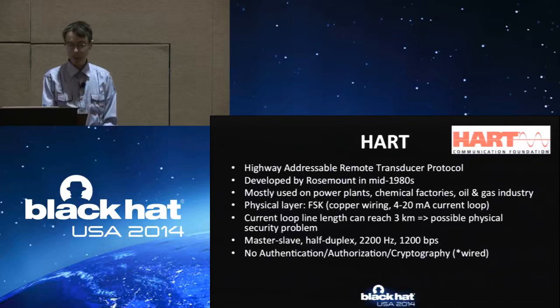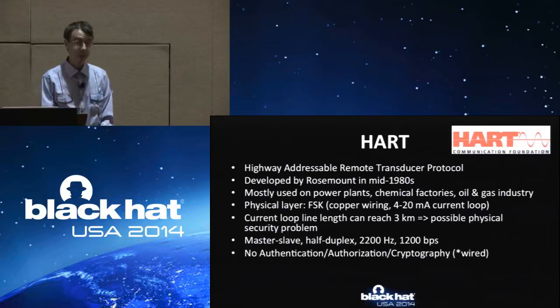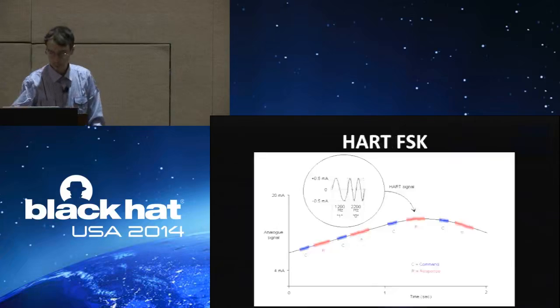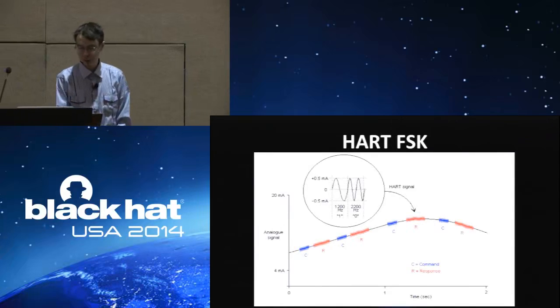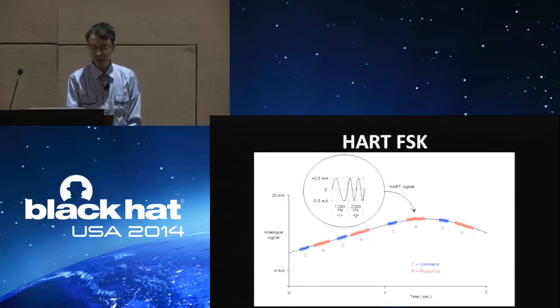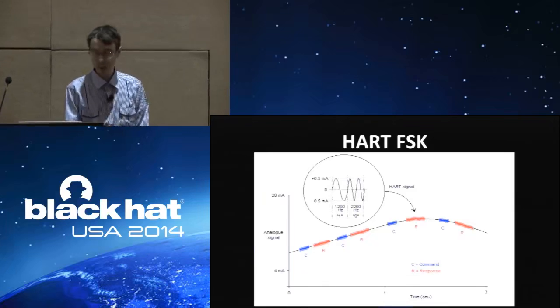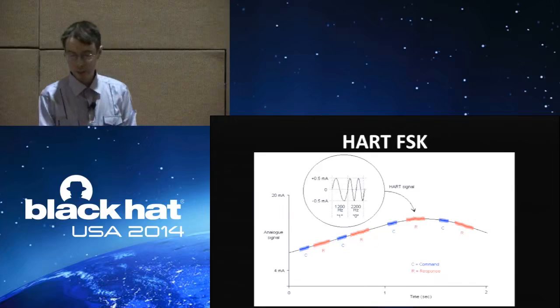HART uses a half-duplex master-slave scheme, works over 1,200 and 2,200 Hz frequencies, and has a 1,200 baud speed. Of course, there is no authentication, no authorization, and no cryptography. In this picture, you can see how HART frequency shift keying works. The HART signal is modulated over the analog current loop signal in a range of 4 to 20 milliamperes. The protocol works in master-slave mode. The master sends a command, and the slave device responds with a reply.